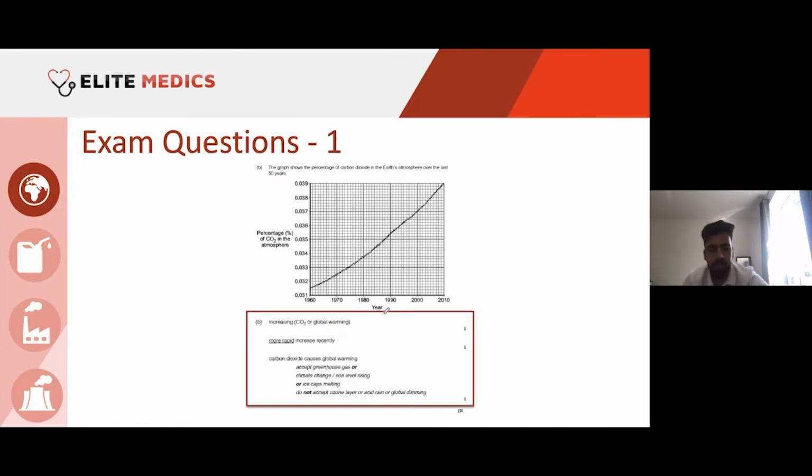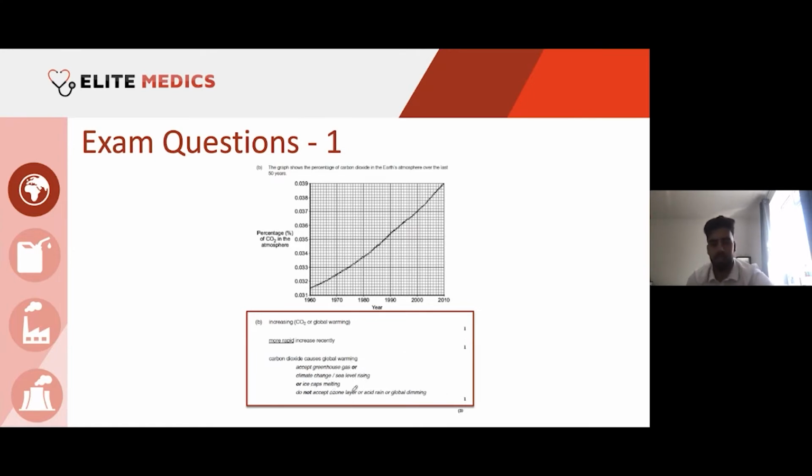Okay, so increasing CO2, more rapid increase recently. So yeah, more rapid increase recently, and this CO2 will cause global warming. Okay. Then you can talk about how that is climate change or causes sea level to rise or ice caps to melt. Okay.